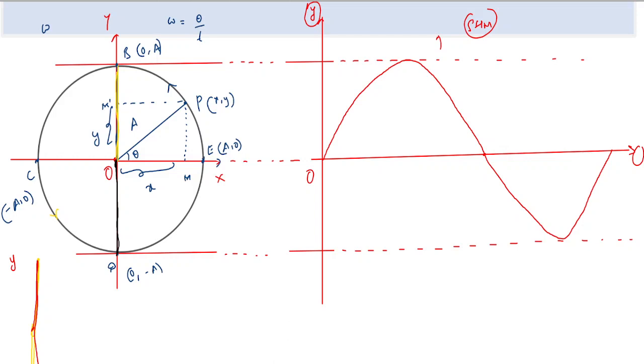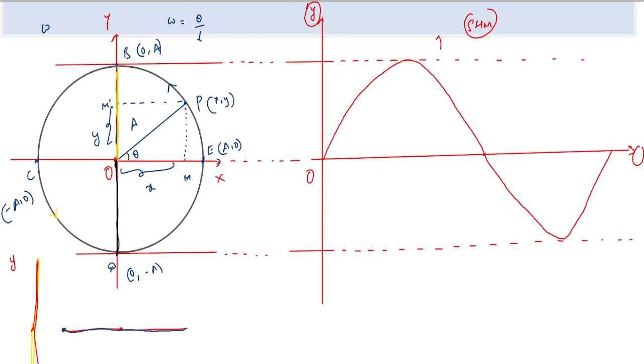Similarly, if we look at the particle's x projection on the x-axis, if this is the reference point, this is the x-axis, then when the particle is at point E, x is maximum. When the particle goes towards point B, x will decrease. At point B the value of x is 0. When the particle goes towards point C, x will increase. At point C, x is maximum in the reverse, opposite direction.